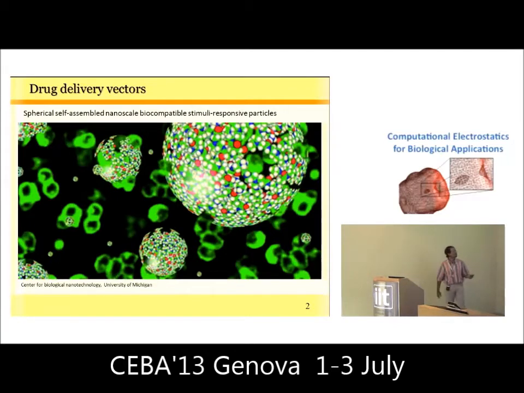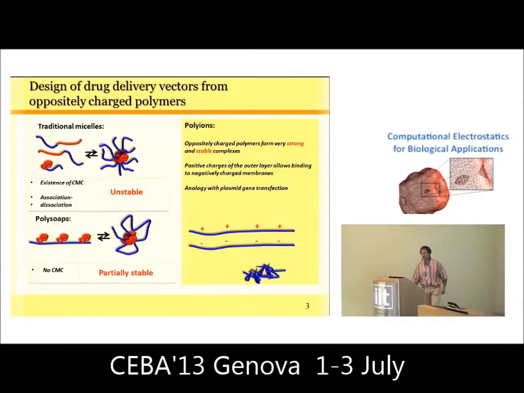So drug delivery vectors should be spherical, self-assembled, nanoscale, biocompatible, stimuli responsive nanoparticles. Usually they are visualized like this. And there are two options for drug delivery vectors.